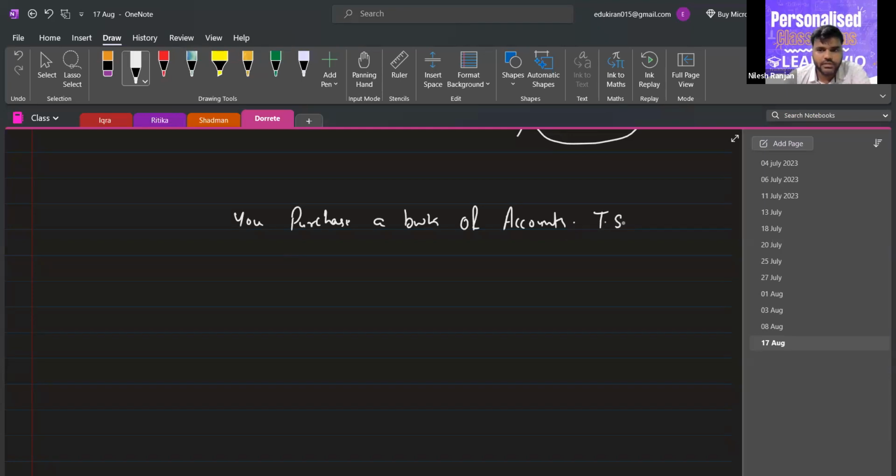Okay, sir. The book is T.S. Grewal book. Now you are currently studying in the 2023 to 2025 session. Yes, sir. But the book is related to the 2021 to 2023 session.